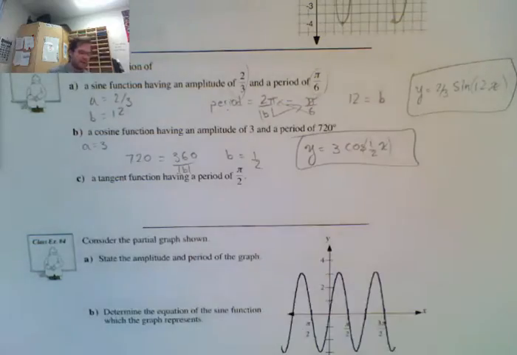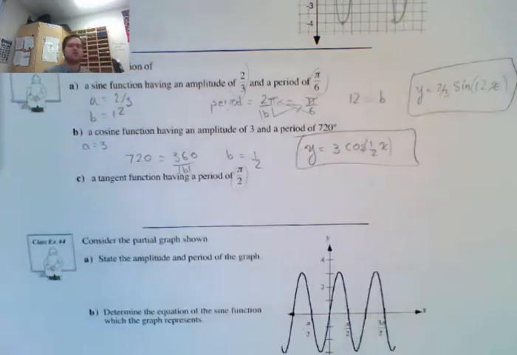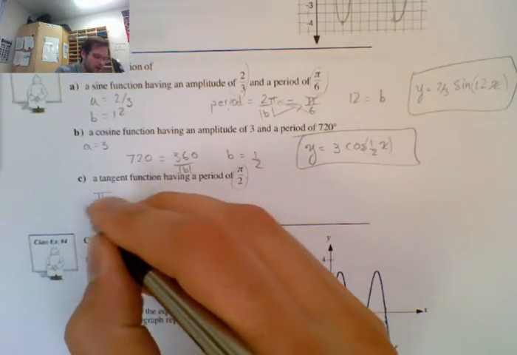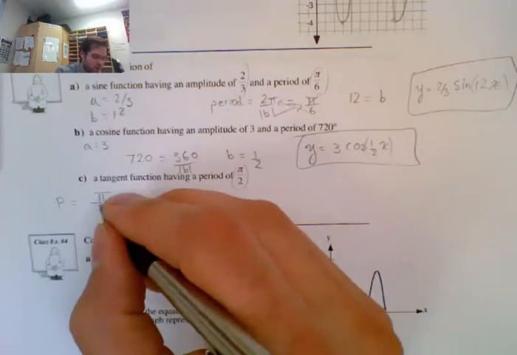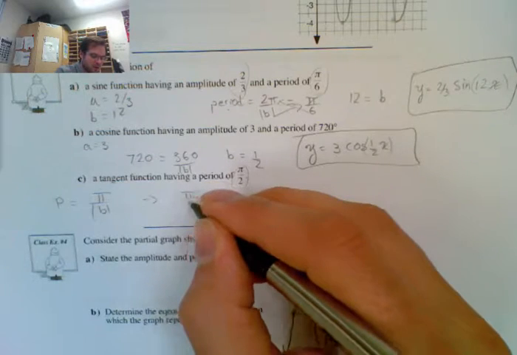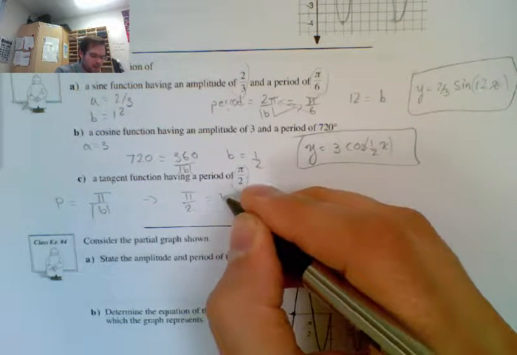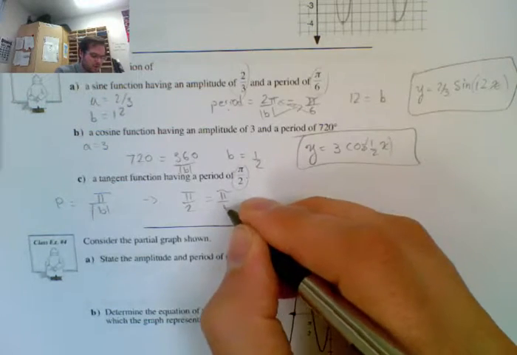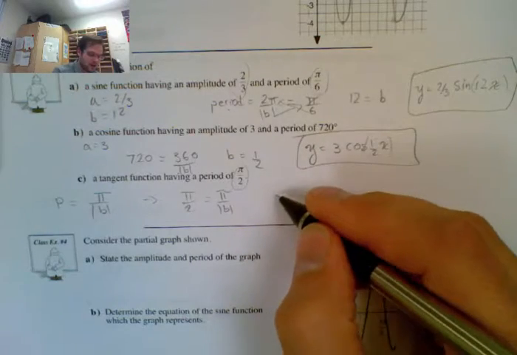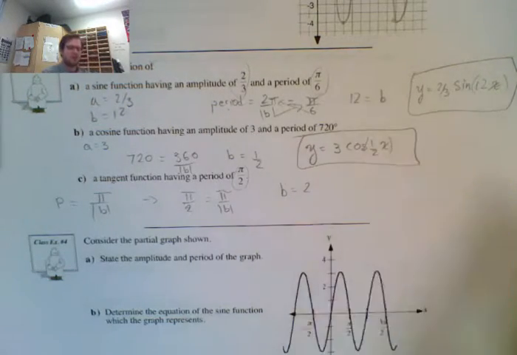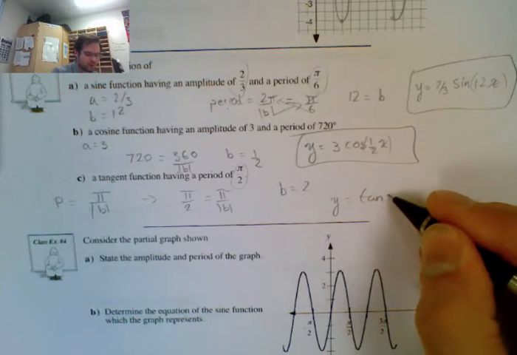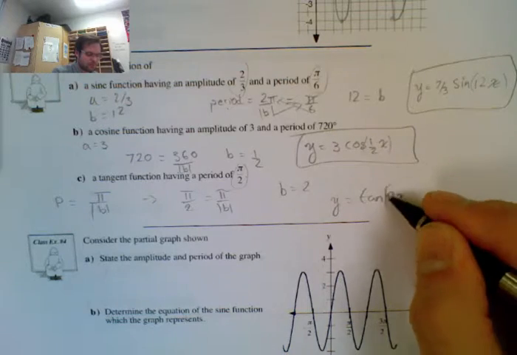And we're looking now at a tangent with a period of pi over 2. Now if you remember, for tangent, period is equal to pi over b. So in this case, pi over 2 is equal to pi over b. Well, b must be equal to 2 then. Okay, so we have b is equal to 2. So in this case here, we're going to have y is equal to tan 2x. Oops, put my brackets like that.